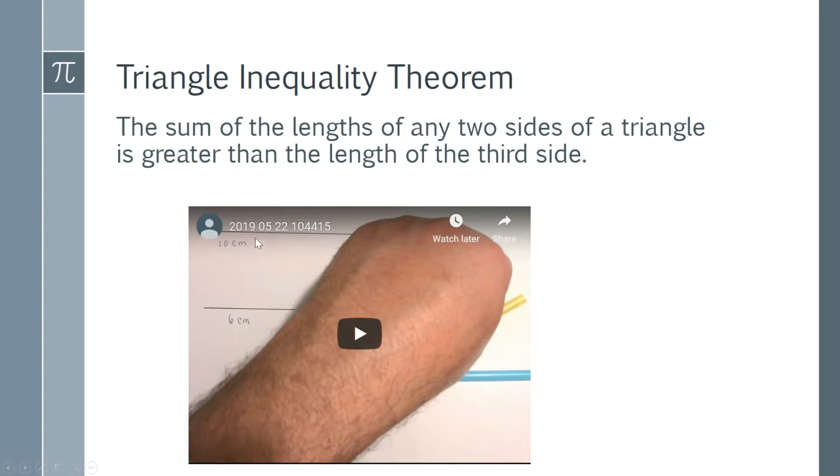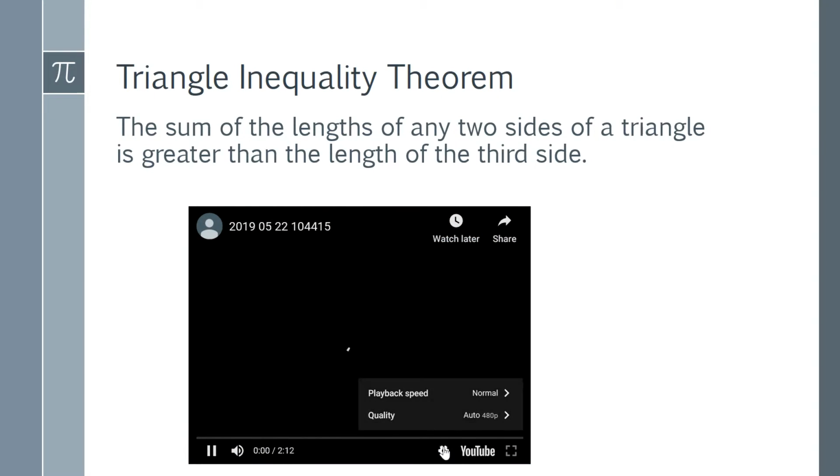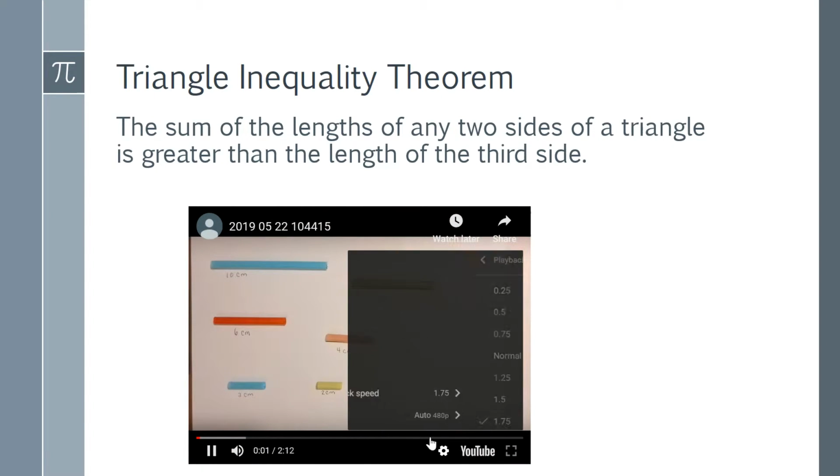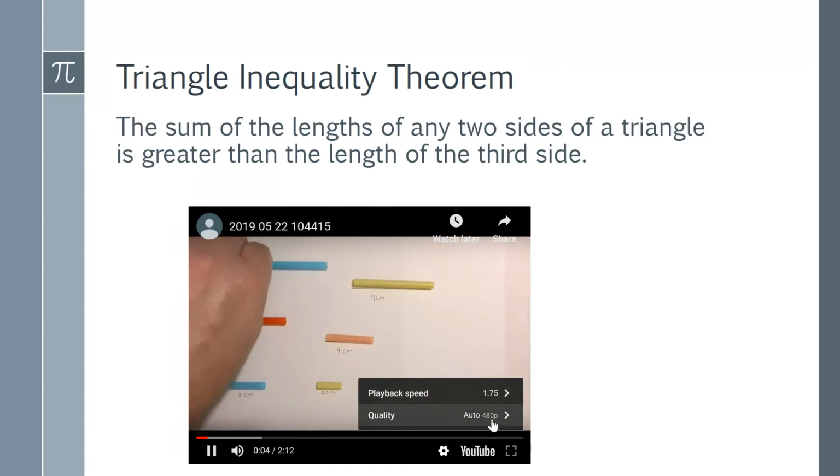What I'm doing here is using straws with different lengths, and I'm going to show you how some could be used to make a triangle, and others cannot. I'm going to speed this up so we don't have to watch it at regular speed.